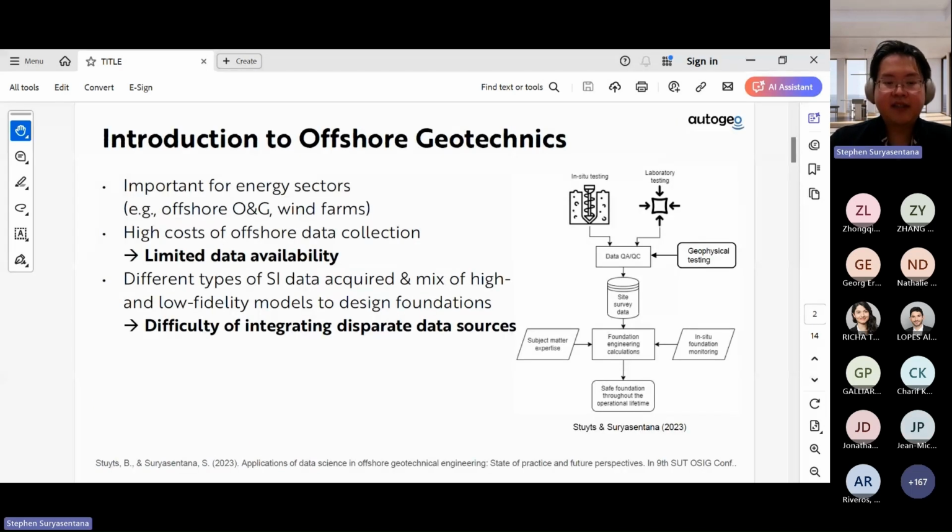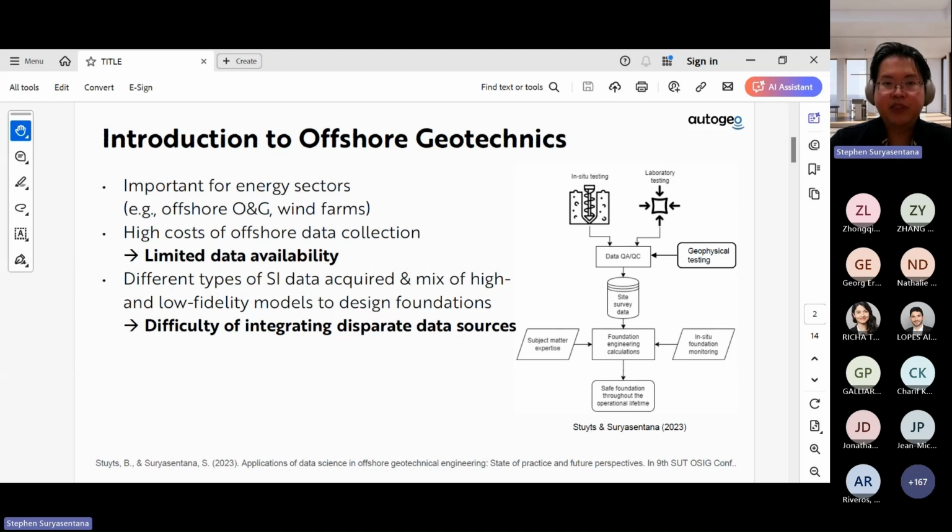So offshore geotechnics is historically important for energy sectors such as offshore oil and gas, but in recent times, the focus has shifted towards offshore renewable energy, such as wind farms. And there are several challenges associated with offshore geotechnics where I believe machine learning has an opportunity to make a big impact. So first of all, the first challenge is that offshore data collection is very costly. And so this often leaves us with very sparse data sets that are very limited compared to the onshore counterparts.